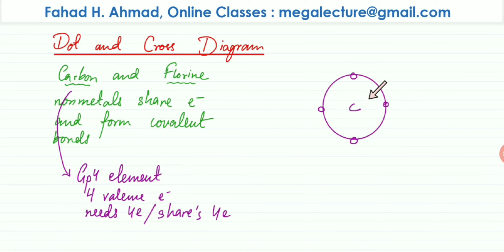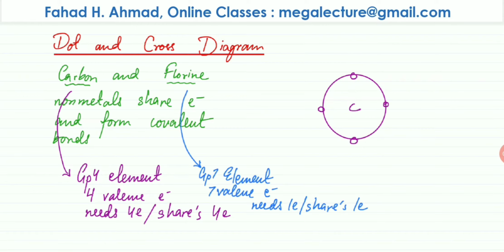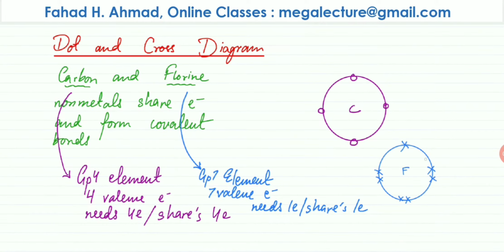So here I've drawn the carbon atom with its 4 valence electrons. In total, it has 6 electrons, 2 in the inner shell and 4 in the outermost shell. On the other hand, we have fluorine, which is a group 7 element, which means that it has a total of 7 valence electrons in its outer shell. To complete its outer shell, it needs 1 electron, so it's going to share just 1 electron. Here you can see my fluorine atom that I've drawn with its 7 electrons. Remember, just as a convention, if one atom's electrons are drawn with dots, the other one should be drawn with crosses.